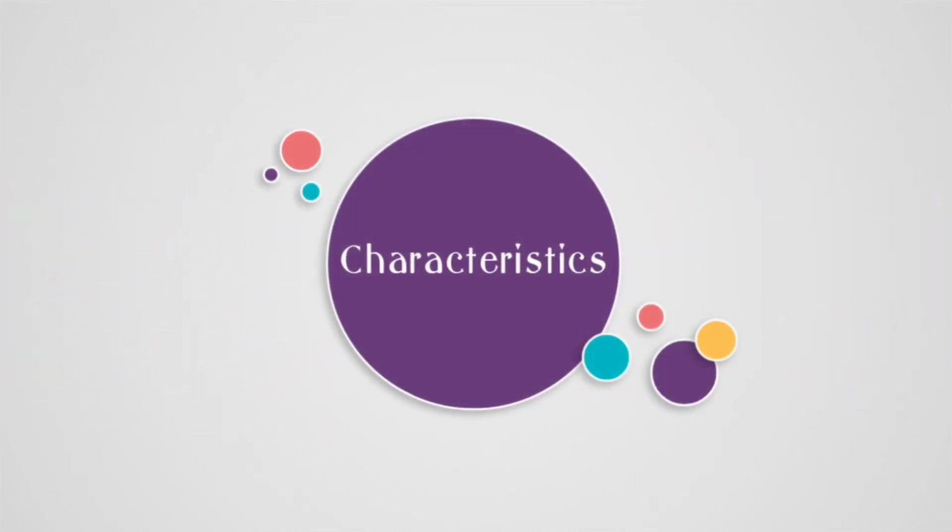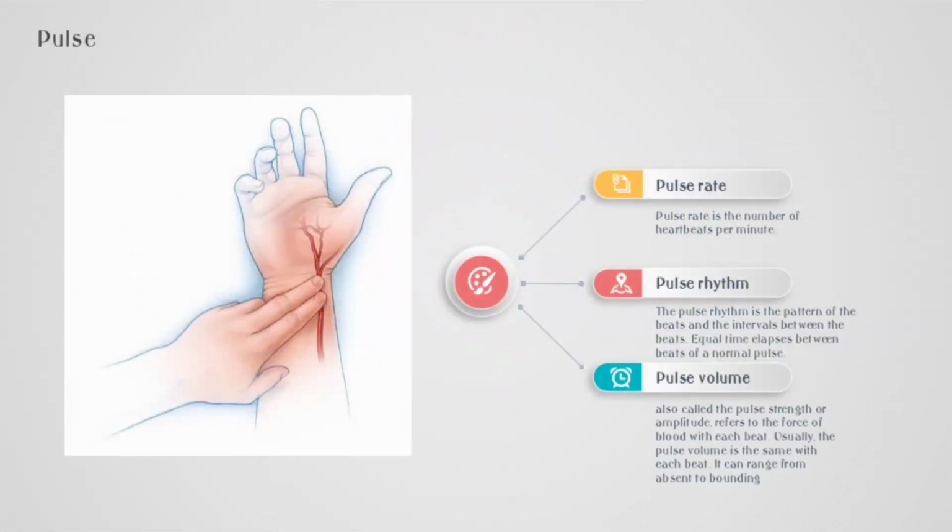A good pulse has 3 general characteristics in it. These characteristics are pulse rate, pulse rhythm, and pulse volume. Pulse rate is the number of waves created by the heart in a minute. Pulse rhythm is the pattern of the beats and the intervals between the beats. Equal time elapses between the beats of a normal pulse.